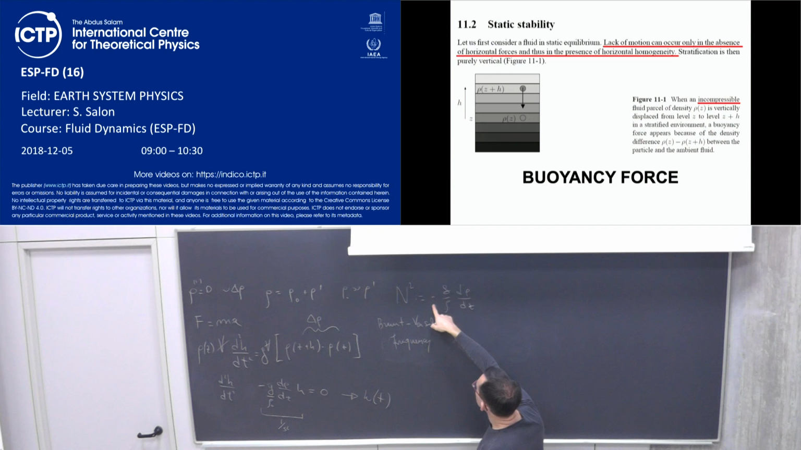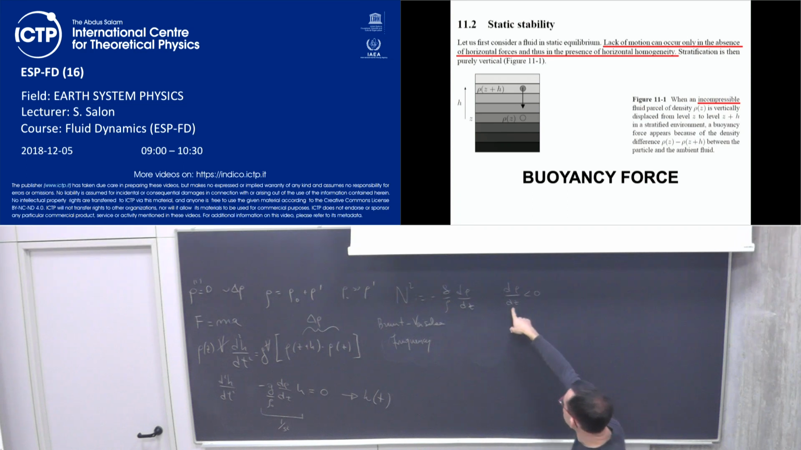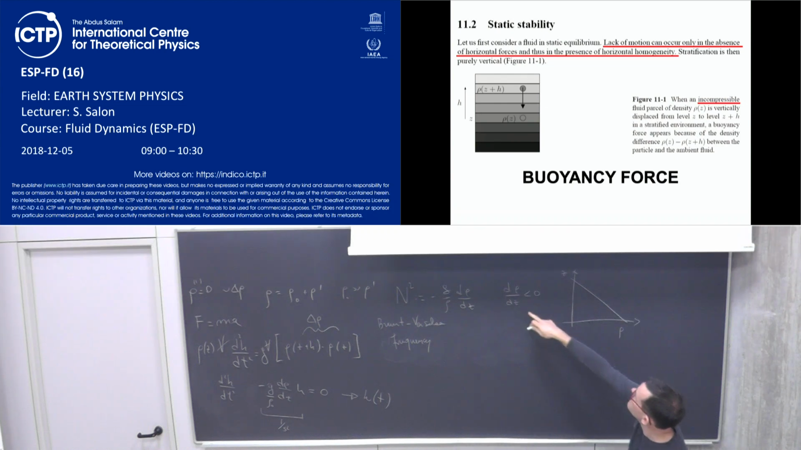Since this is positive because it's a squared quantity, this is of course defined when d rho dz is negative. What does it mean that d rho dz is negative? It means that if I am in this situation, this is z and this is rho, I'm going to have heavier fluid at the bottom and lighter fluid on the top. Okay, which is a stable condition according to our intuition.